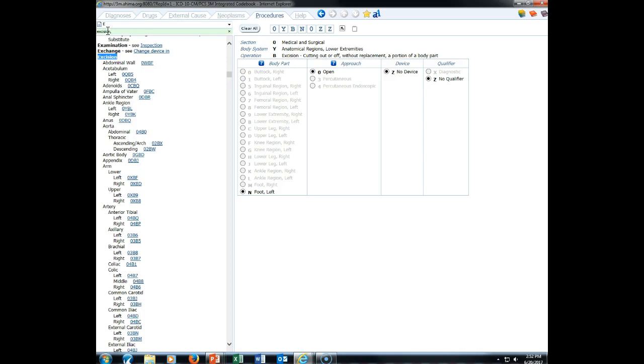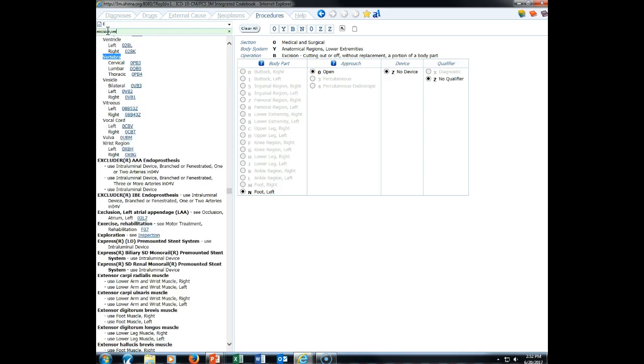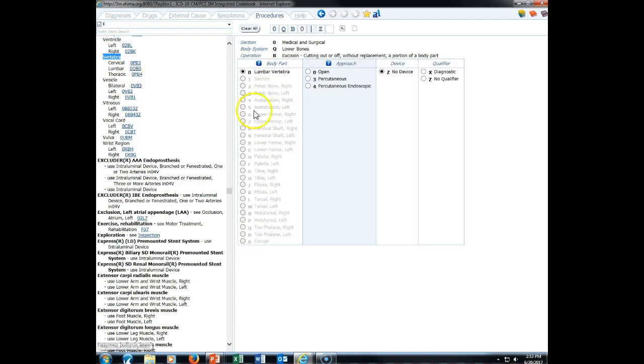And what we are doing is an excision of a vertebrae. And it's a lumbar vertebrae. You remember it's L3. So when we go to excision and then vertebrae, we see lumbar vertebrae. We know that this was an open procedure. And there's no device and no qualifier.